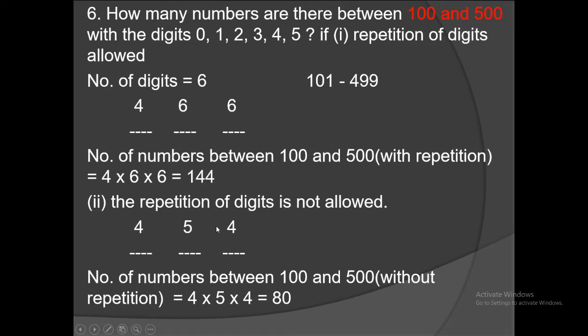So 4 into 5 into 4 is 80. So the number of numbers between 100 and 500 without repetition is 80.